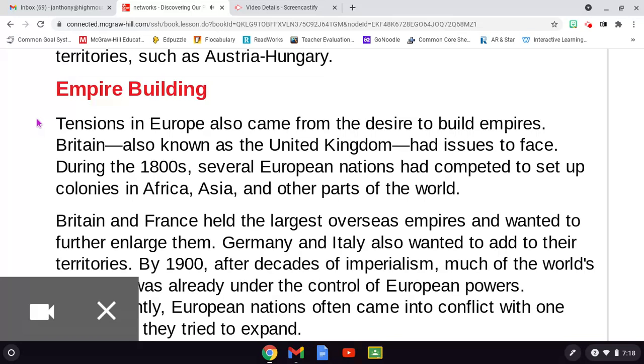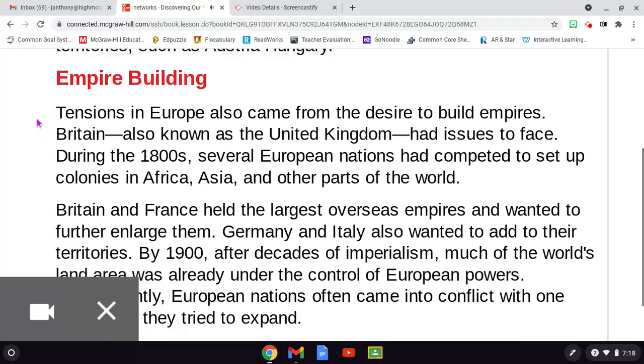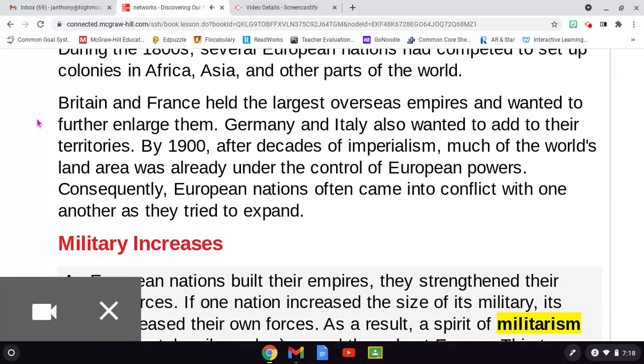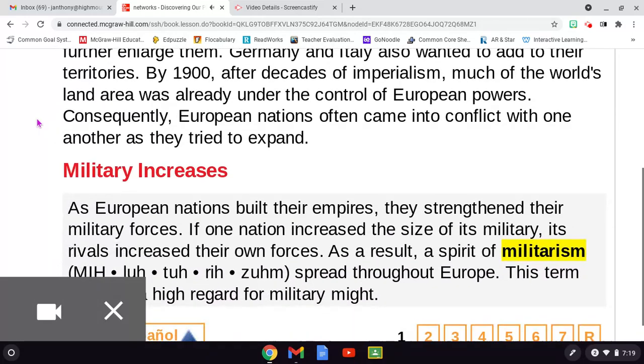Britain, also known as the United Kingdom, had issues to face. During the 1800s, several European nations had competed to set up colonies in Africa, Asia, and other parts of the world. Britain and France held the largest overseas empires and wanted to further enlarge them. Germany and Italy also wanted to add to their territories. By 1900, after decades of imperialism, much of the world's land area was already under the control of European powers. Consequently, European nations often came into conflict with each other as they tried to expand.